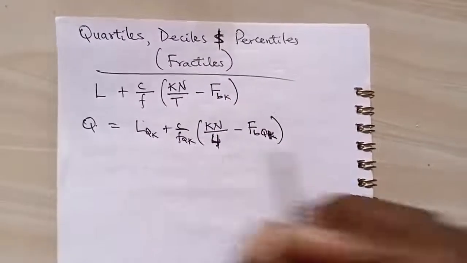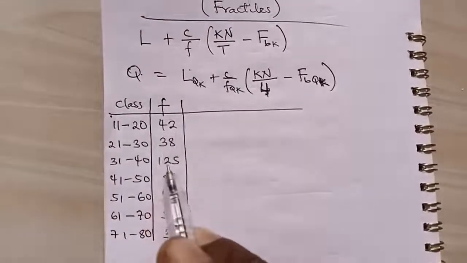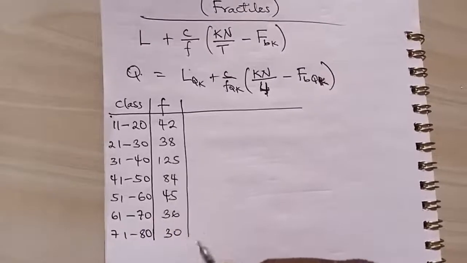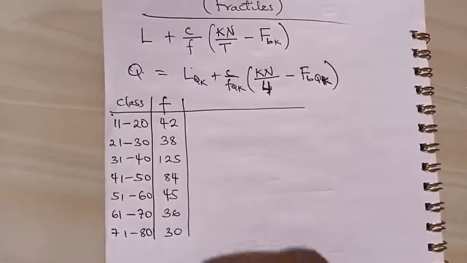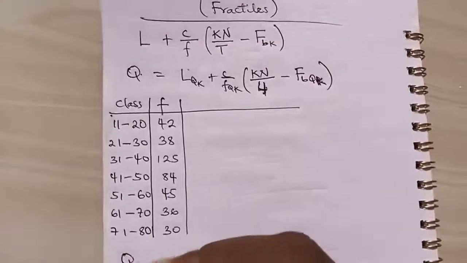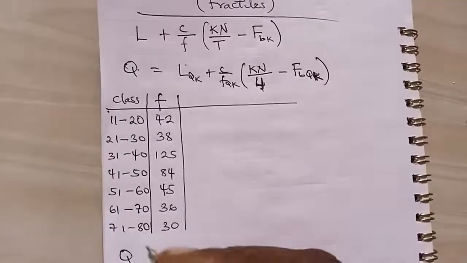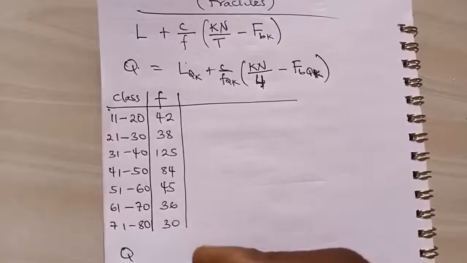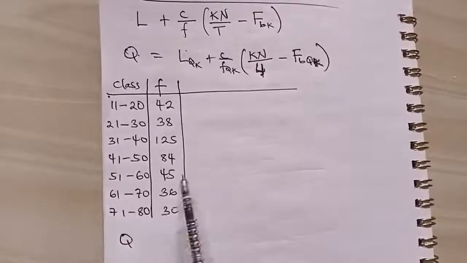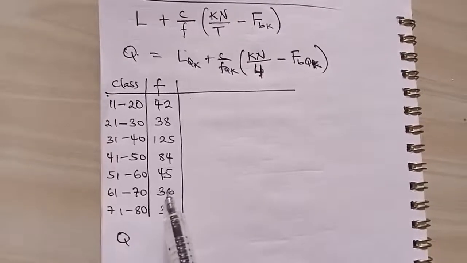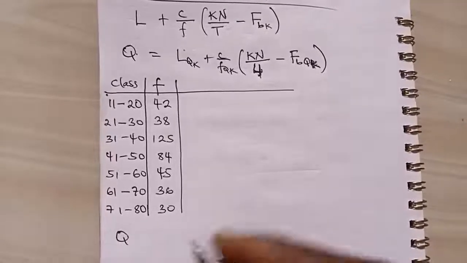That's just the difference. So for this particular frequency distribution table, we're going to find the quartiles, the deciles, and then the percentiles. Let's begin by looking at quartiles. We have the first quartile, second quartile, and third quartile. The second quartile is the same thing as the median, because the median divides the table into 2, while quartiles divide it into 4.